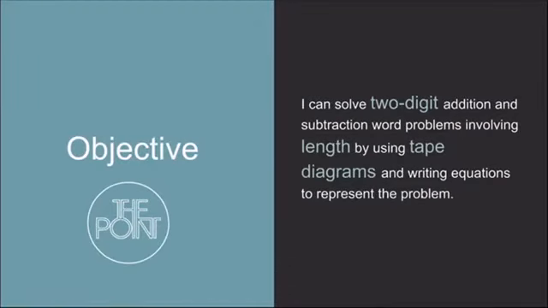All right. Now that we got the opportunity to do our do now, let's go over our objective for this lesson. Our objective for this lesson is I can solve two-digit addition and subtraction word problems involving length by using tape diagrams and writing equations to represent the problem. One more time. I can solve two-digit addition and subtraction word problems involving length by using tape diagrams and writing equations to represent the problems.